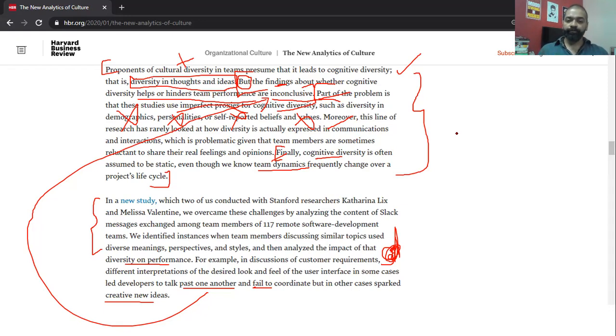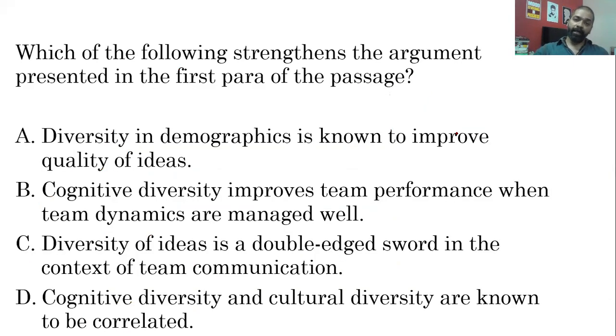Ambivalent. So ambivalent and ambiguous both. Okay, here actually one of those rare scenarios. So findings about whether cognitive diversity helps or hinders team performance are inconclusive. That's your argument. That's point number one. That's what you have to spot. So I'm looking for an answer which tells me, hey, yeah, this is true. We do not really understand whether cognitive diversity is good or bad. That's the kind of option we are looking for, right?